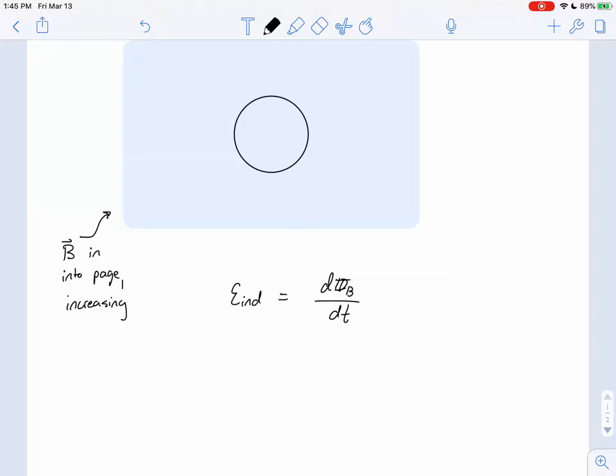But what I want to talk about here is, let's go ahead and get direction too. So what direction is the current? Pause the video and figure that out if you want to.